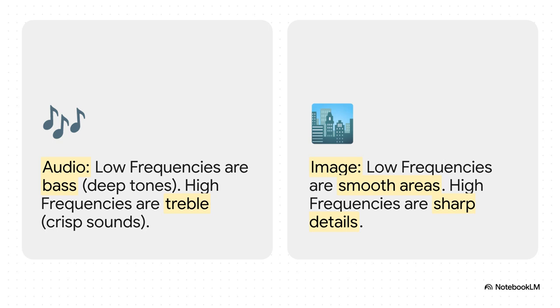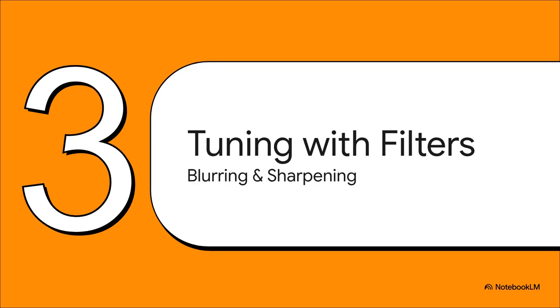In music, right, low frequencies are the bass, that deep, thumping foundation of a song. In a picture, the low frequencies are the same idea. They're the big, smooth areas. Think about the sky or a soft shadow, a gentle change in color. Then you have the high frequencies. In audio, that's the treble, the sharp, crisp sounds, like a cymbal crash. And in a picture, it's the exact same concept. It's all the sharp details, the edge of a building, the texture on a brick wall, the letters on a sign. So, with this mental equalizer in our hands, we can basically become digital sound engineers, but for our photos.